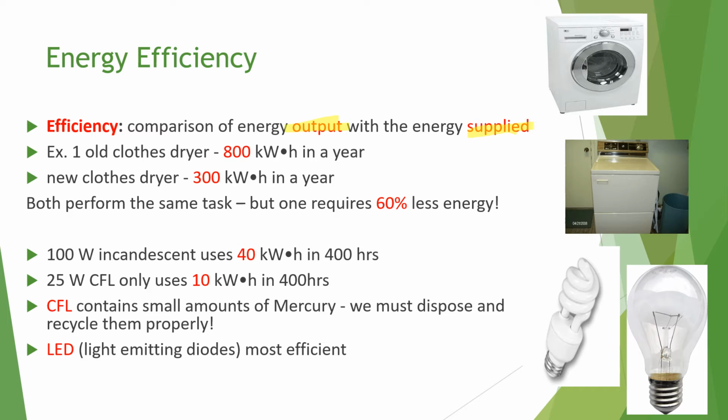Compact fluorescent lights contain small amounts of mercury, so it's important that we dispose of and recycle them properly. That's very important. An LED, a light emitting diode, is one of the most efficient types of light bulbs. Okay, so efficiency again is how much energy is required versus how much energy is put out to actually do the task.